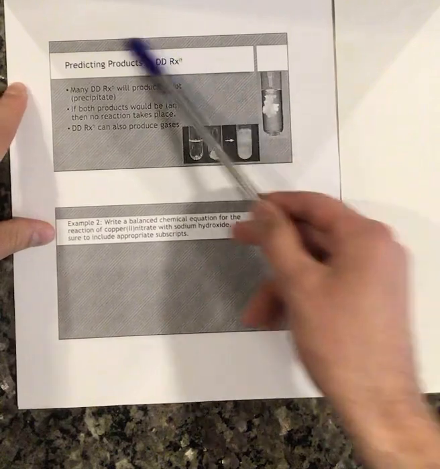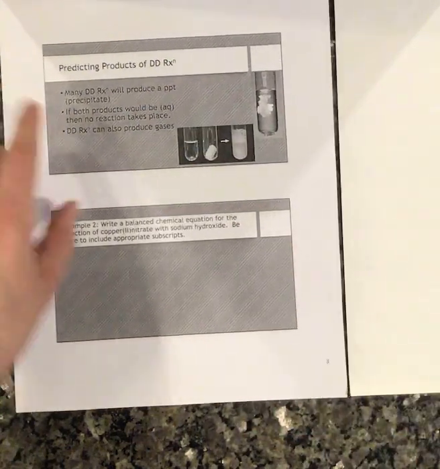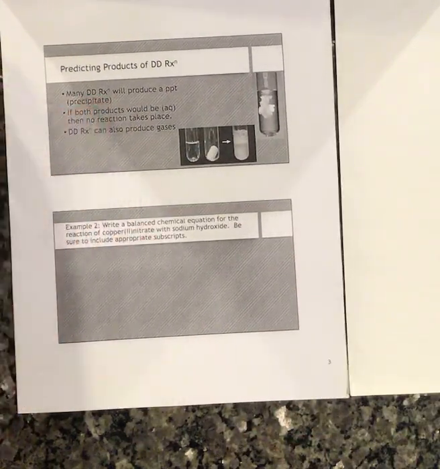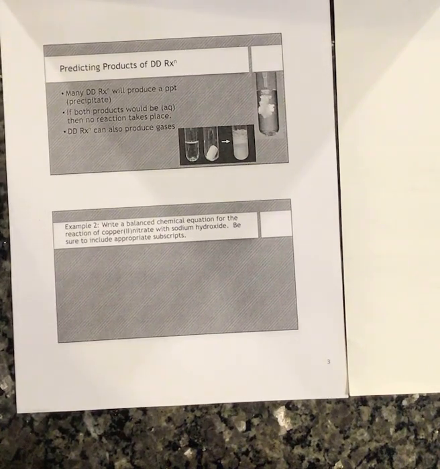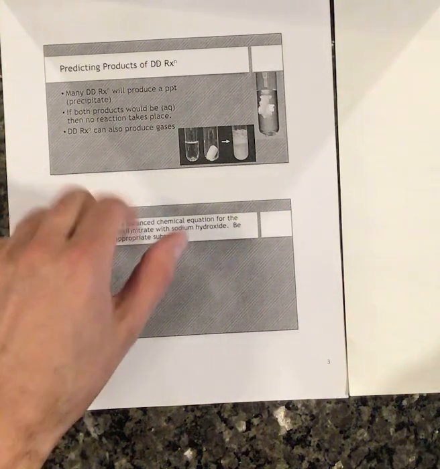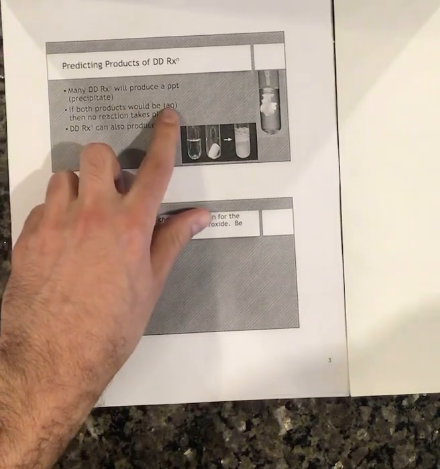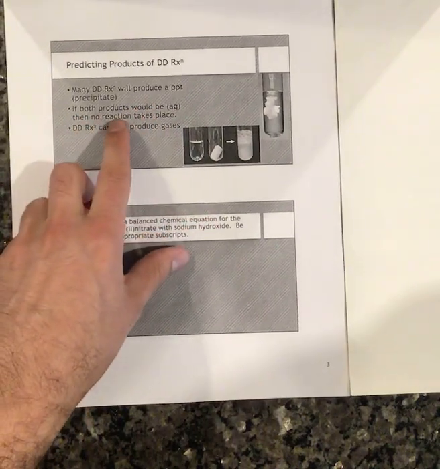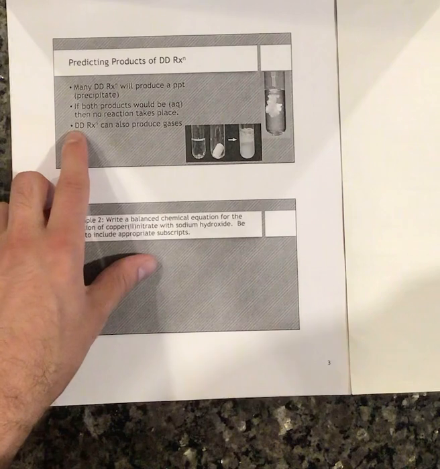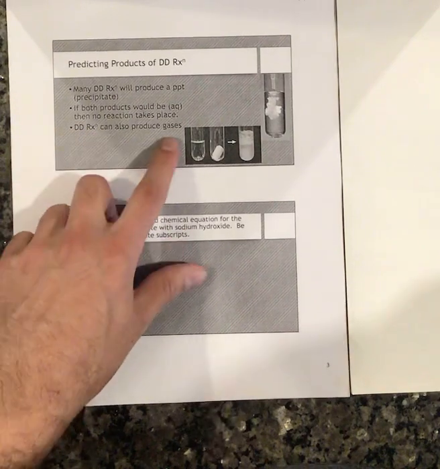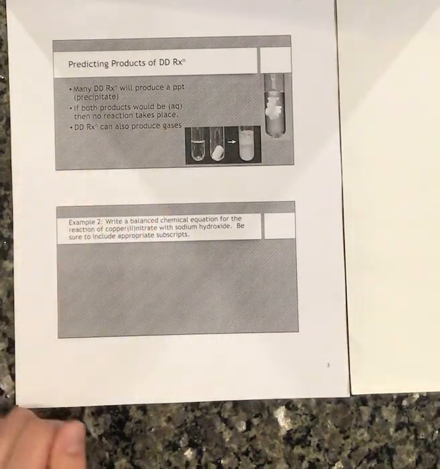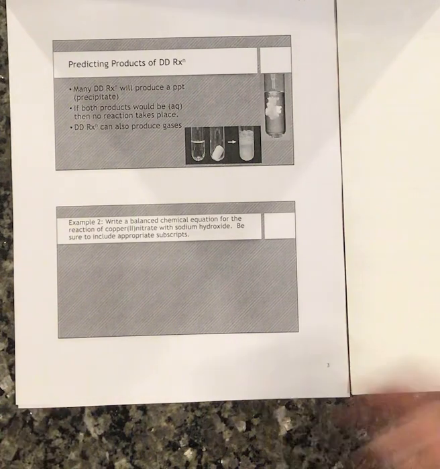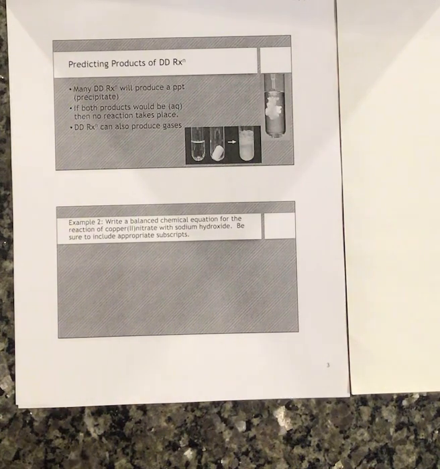Okay, so let's take a look over here at this top portion. Many double displacement reactions will produce a precipitate. Once again, a precipitate is a solid. Now, if both of your products would be aqueous, then no reaction will take place. Double displacement reactions can produce gases as well as liquids. So what we're going to do is go through some different examples, and you're going to understand what I mean by this.